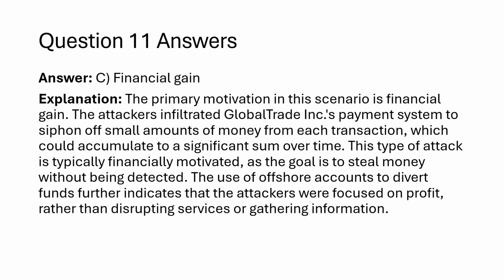Answer is C. Financial gain. The primary motivation in the scenario is financial gain. The attackers infiltrated Global Trade Inc.'s payment system to siphon off small amounts of money from each transaction, which could accumulate to a significant sum over time. This type of attack is typically financially motivated, as the goal is to steal money without being detected.